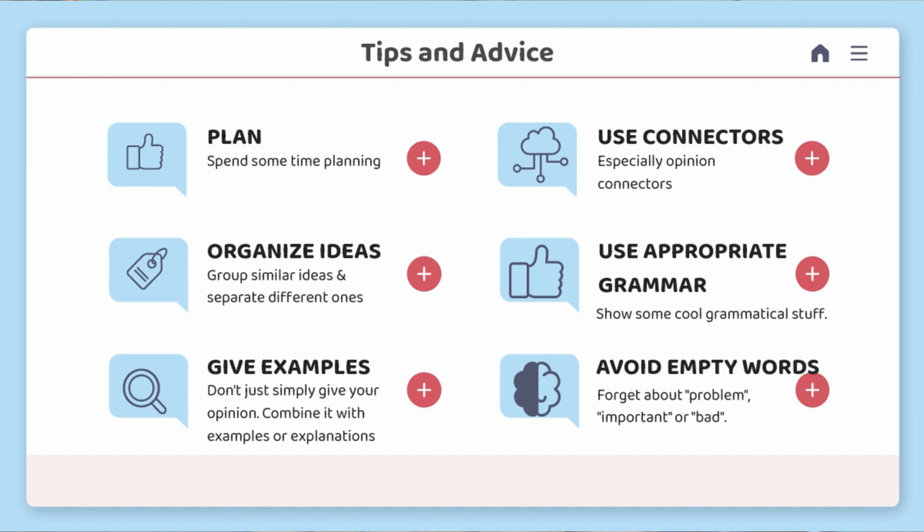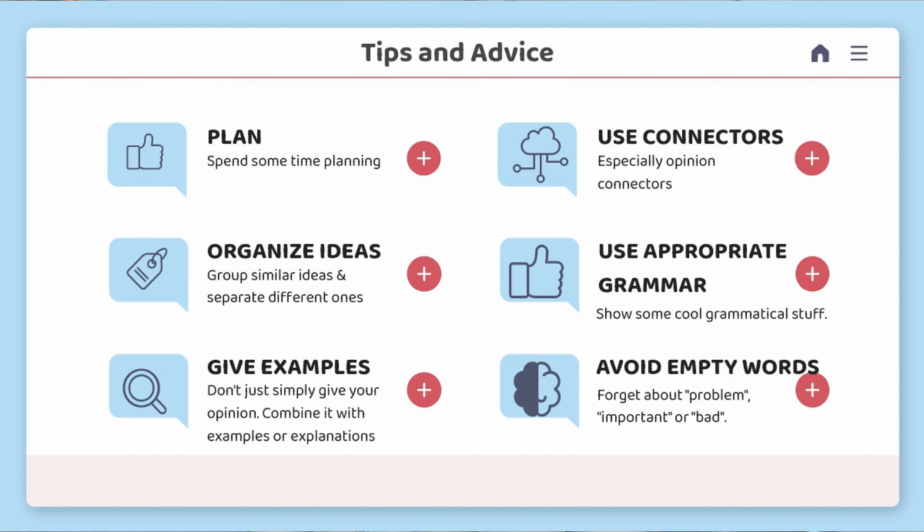And now, some final tips and suggestions for your opinion essay writing. Number one, you should plan what you are going to write. It's very important, and sometimes we have the feeling that we are wasting our time, but just the contrary. We are investing our time because it's going to make everything easier later.